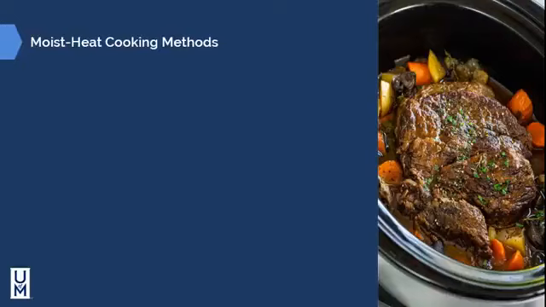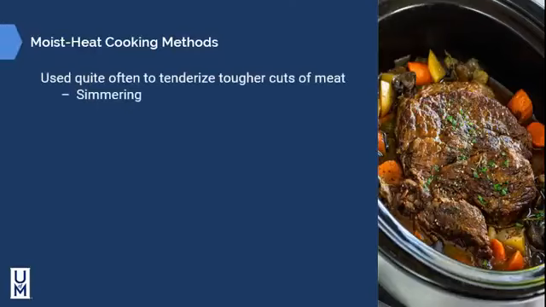Moist heat cooking methods are used for tougher cuts of meat, such as those that are closer to the head and to the hooves. These are used quite often to tenderize tough cuts of meat, so examples of that would be simmering.